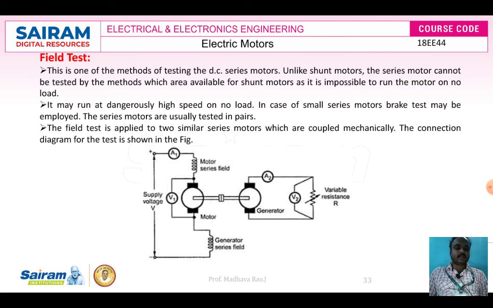Series motor cannot run at no load, since if you start a series motor at no load, it will start with high starting torque and it will run beyond the rated speed. Beyond the rated speed means dangerous speed, so the armature winding and field winding will get damaged. So if you want to conduct a field test on DC series motors, always we have to use load, as it may run at dangerous high speed on no load.